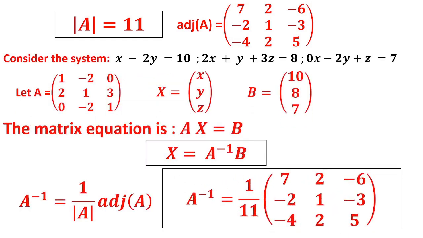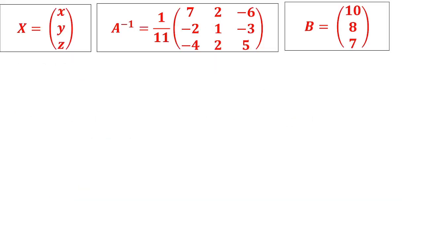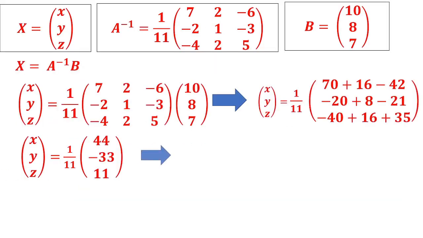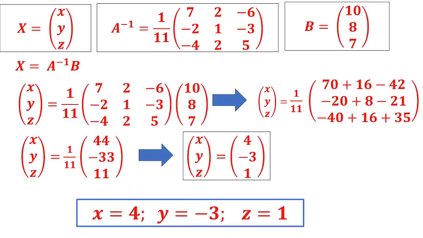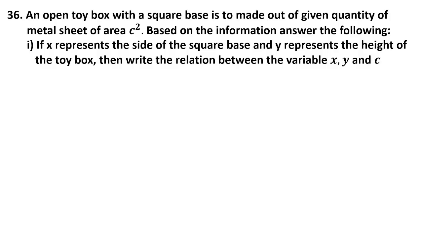X is equal to A inverse B. Already I know determinant A and I know adjoint A. I am substituting over there. I am getting the values of X as 4, minus 3 and 1.